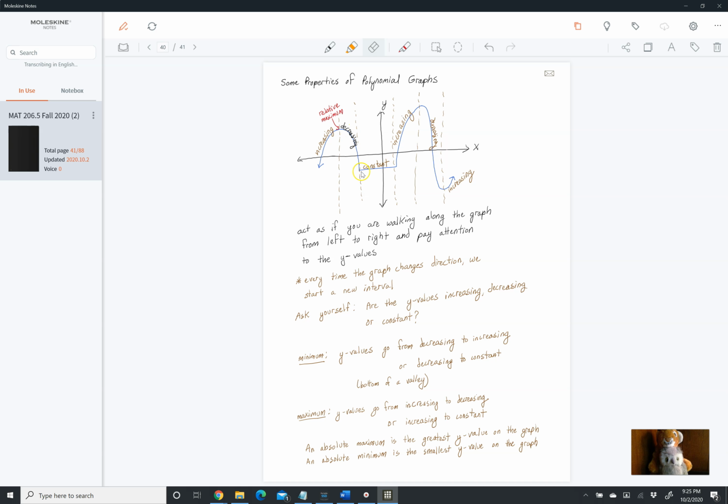If we look at the change in the next interval, we see that we're going from decreasing to constant. So we know that that's a minimum, and it's a relative minimum, right? Because we do see y values that are lower in the graph. So this is a relative minimum. And then we see that we're going from constant to increasing, and I didn't put that in there, but going from constant to increasing is also a minimum. So these are relative minimums.